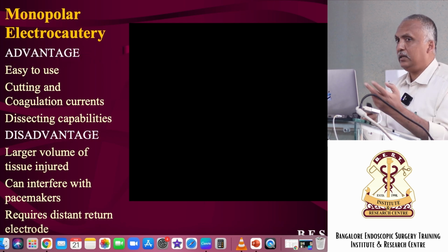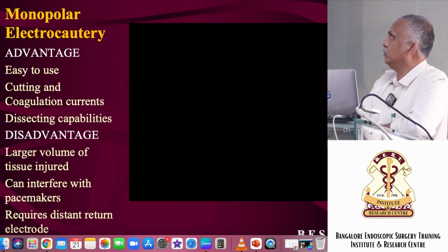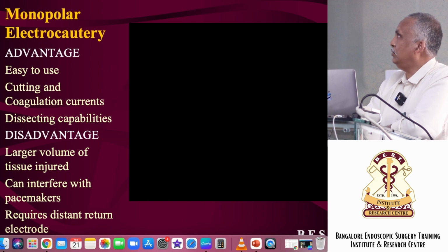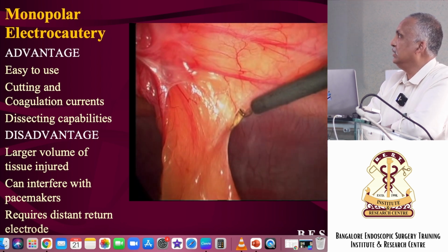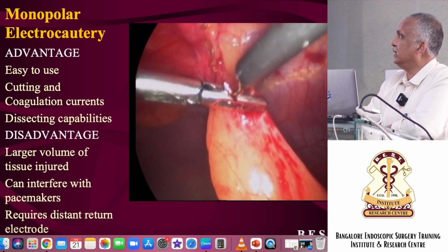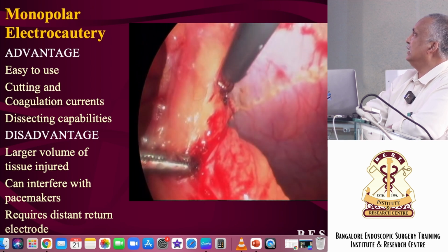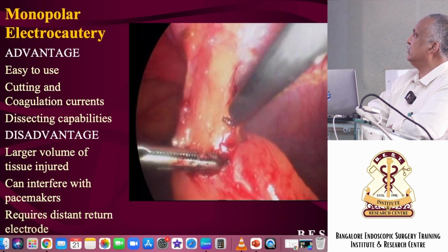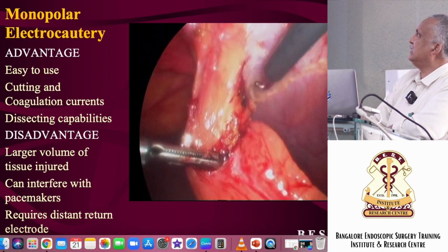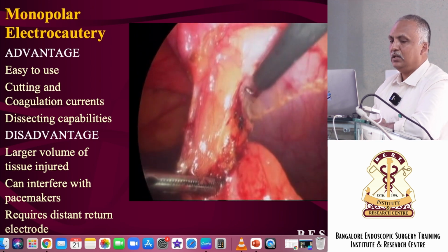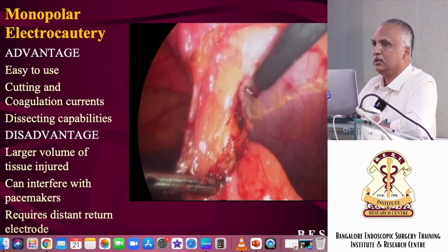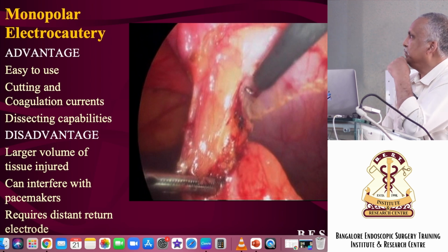Now let us look at what are the advantages and disadvantages of the two energies. So monopolar diathermy, it is very easy to use. It does both cutting and coagulation, and because it does both, it can dissect. See, now there was bleeding, you cut with a grasper and then you touch the thing, you can cause coagulation, you can dissect out. So you can do everything with this. So that's a neat job with a simple dissection, and it is easier to use. But then what happens? The disadvantage is that a large volume of tissue can be injured. It can.